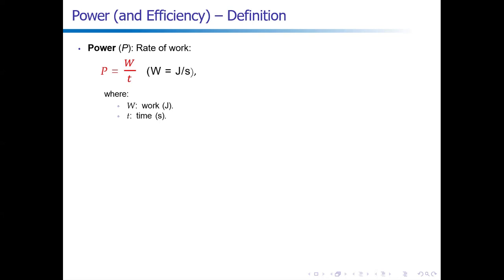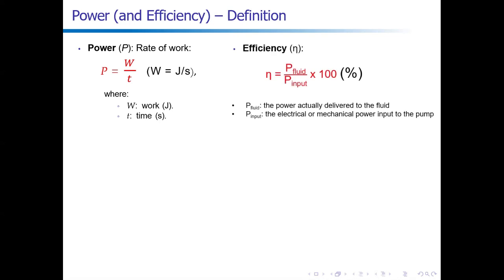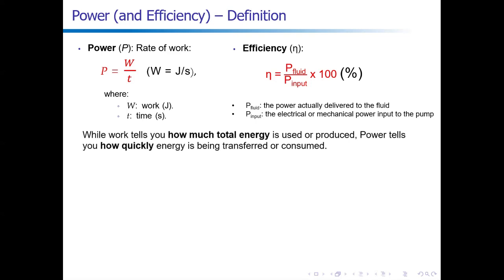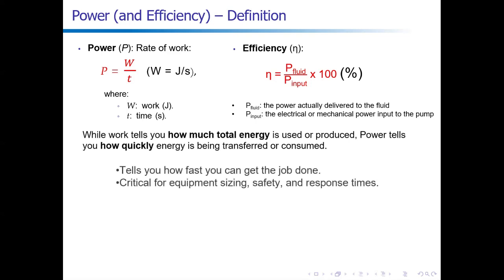Power is also intrinsically associated with efficiency, how effectively a system converts input power into useful output power. Efficiency is defined as the power delivered to the fluid divided by the power input to the pump, multiplied by 100%. Power and efficiency help answer different questions than energy or work. Work tells us how much energy is needed or used, whereas power tells us how quickly that energy can be delivered, and efficiency tells us how much of what we put in is actually useful.